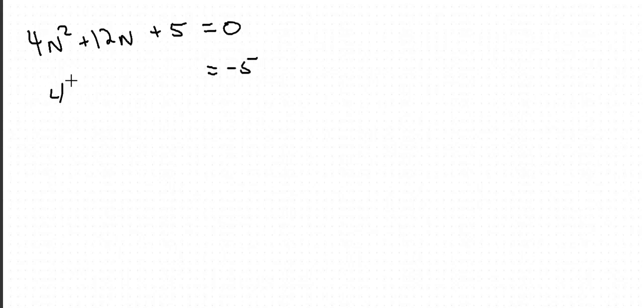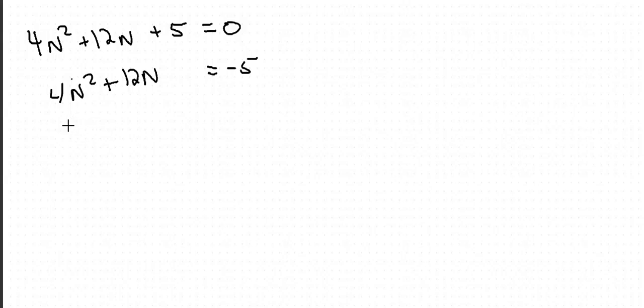Next one is 4n squared plus 12n plus 5 equals 0. Minus the 5 first. 4n squared. I'll rewrite it because I'm going to make you do all the work this time. So, you have to solve by completing the square.